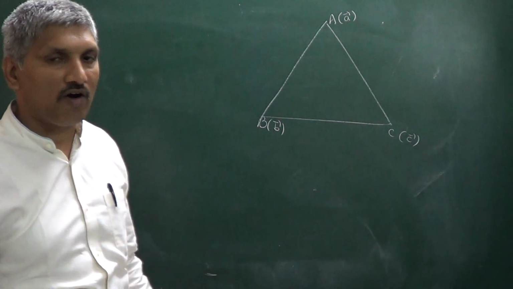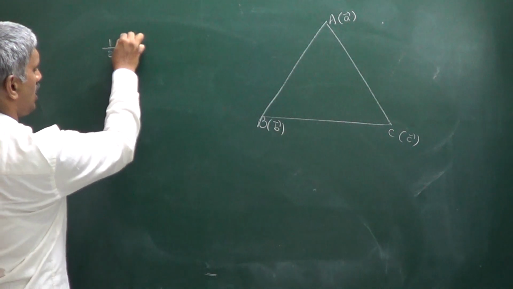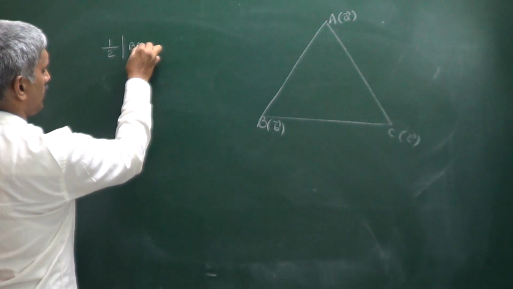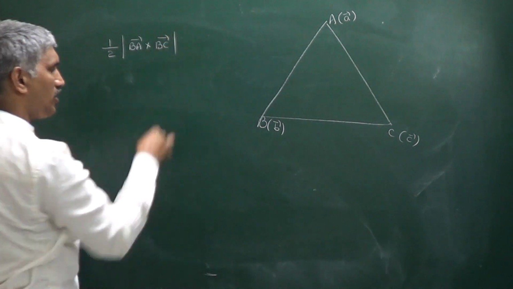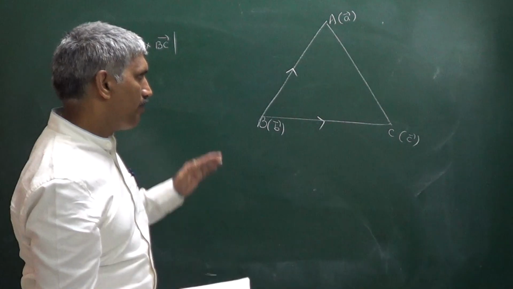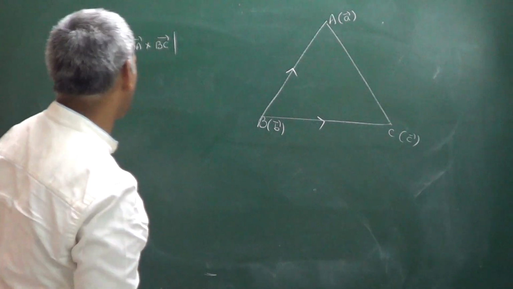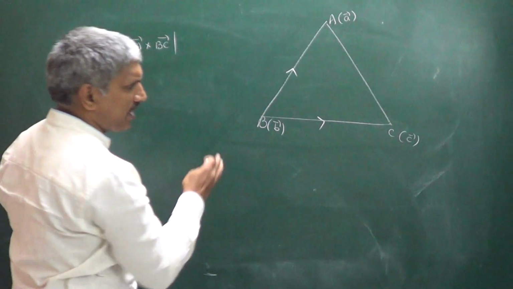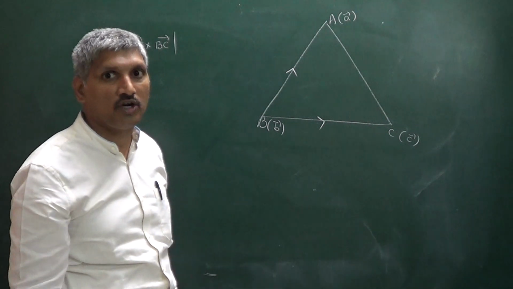Now what is the area of this triangle? Yes, here also the area of a triangle is given by half into magnitude of BA bar cross BC bar. That is the area of a triangle. This is one side, this is another side. BA bar cross BC bar, magnitude is the area of a triangle. We can also write BC bar cross BA bar, because it is a magnitude, it makes no difference.